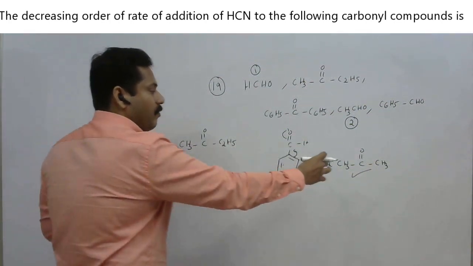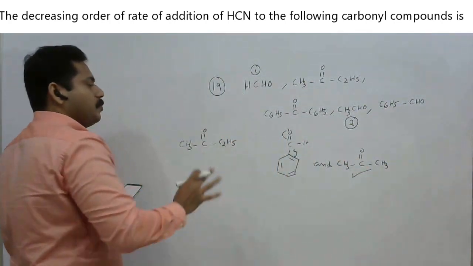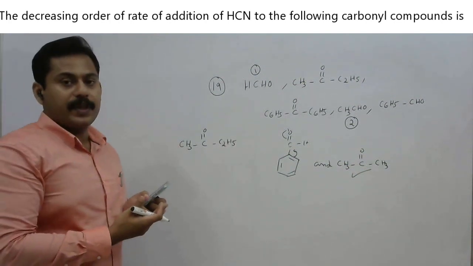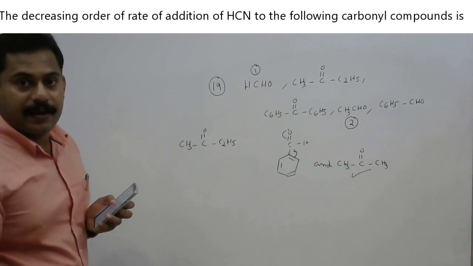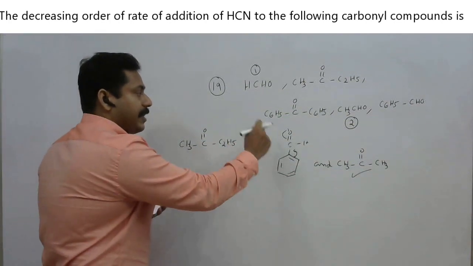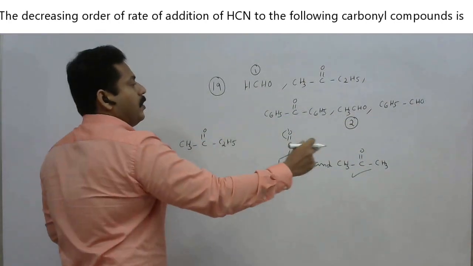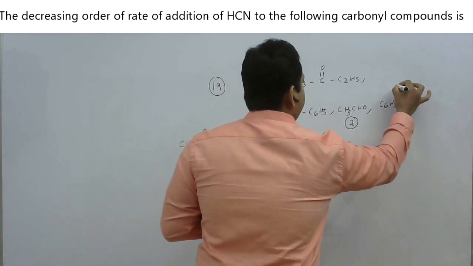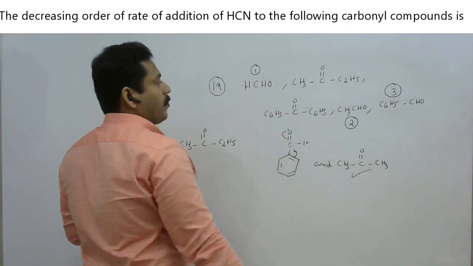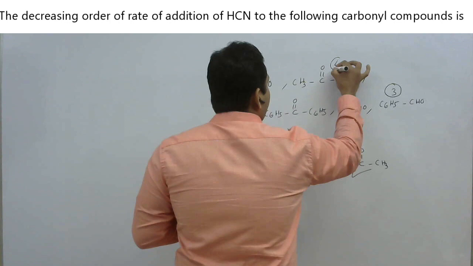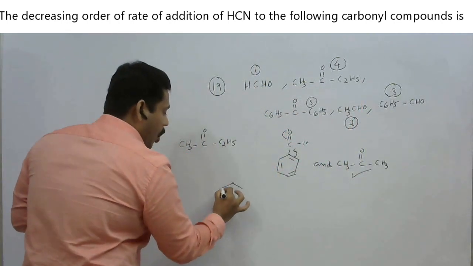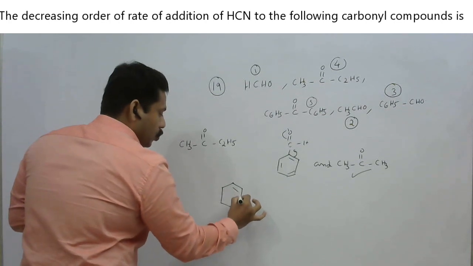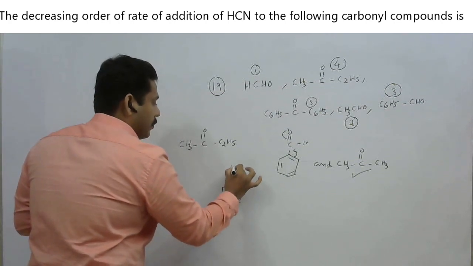But instead of that, one CH3 group is replaced by C2H5. Here the +I effect dominates over the resonating effect. So the nucleophilic addition reaction rate will be more for this one. Right? Now the fourth one will be this one. What about this one? This is the fifth one only, because it contains how many rings there? Two rings are there, right?